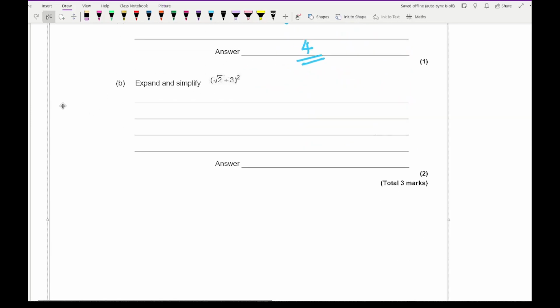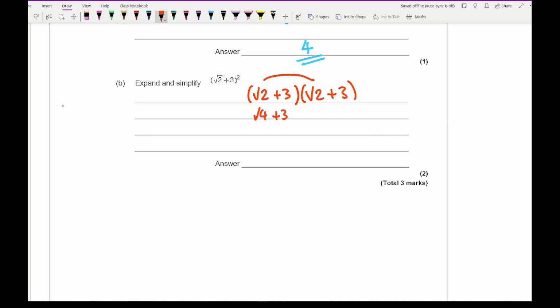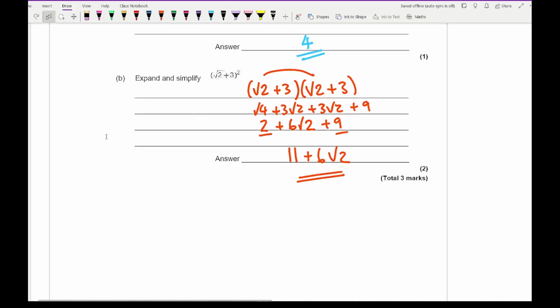Then with question B, it's root 2 plus 3 squared. Let me just emphasize that that is a plus. Now, it's recognizing that this is a double bracket question. So I've got root 2 plus 3, root 2 plus 3. Then root 2 times root 2 is root 4, plus 3 root 2, plus 3 root 2, plus 9. Root 4 is 2, and 3 root 2 plus 3 root 2 is 6 root 2, plus 9. Combining those two numbers, we get 11 plus 6 root 2. And there is my final answer.